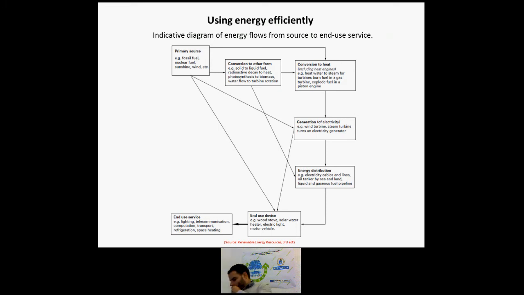Here we have an indicative diagram of energy flows from source to end-use service. Let's see. Well, improved energy use and thus less energy demand increases opportunity for renewable energy systems. Well, this presents opportunities to reduce the use of fossil fuels and shift to clean, sustainable systems. Double opportunity for greenhouse gas reduction.